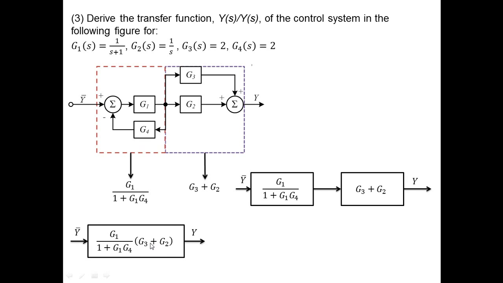Now at the final stage, we just need to substitute the values of G1, G2, G3 and G4 in this transfer function. By implementing the values in this transfer function, we will have the final transfer function as G(s) equal to 2s plus 1 over s multiplied by s plus 3. So the purpose of this problem is to familiarize the students with how to use the simplification rules for a given complex block diagram.